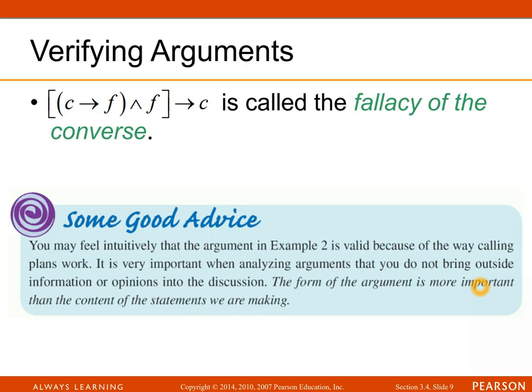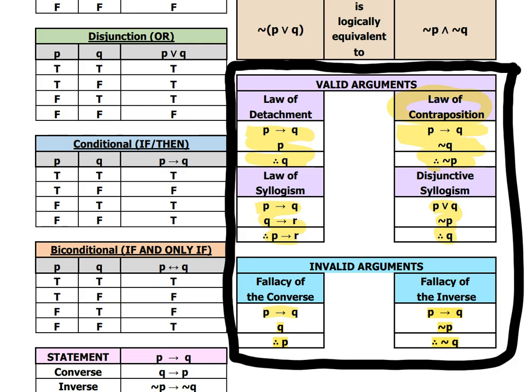And so the way you'll see it is you will see a P here and a Q there, and then another Q, and then a P. And that's on that handout, which is right here. The fallacy of the converse. It's this one here.